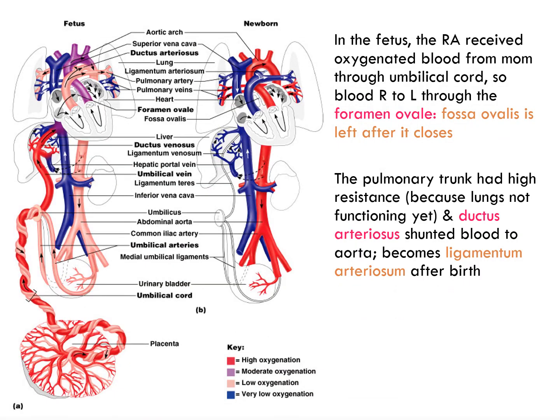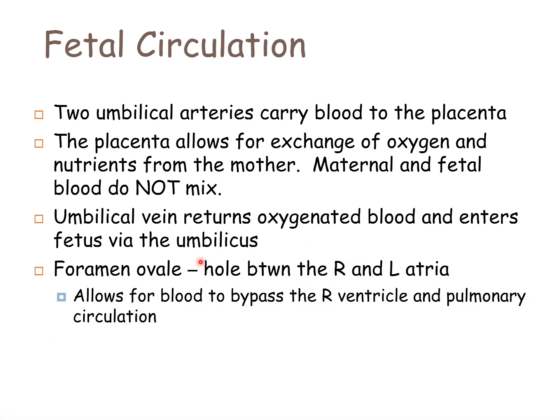They are divided into fetal and non-fetal circulation. In the fetus, the right atrium receives oxygenated blood from the mother through the umbilical cord, and blood goes right to left through the foramen ovale. The fossa ovalis is what is left after it closes. The pulmonary trunk has high resistance because the lungs are not functional, and the ductus arteriosus shunts blood to the aorta. It becomes the ligamentum arteriosum after fetal circulation.